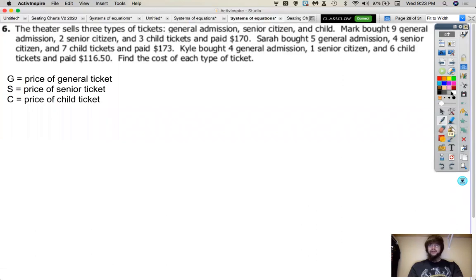So let's write out what we got going on here. I'm going to do it in red. 9 general. 2 senior. 3 children. That's $170. Sarah got 5 general, 4 senior, 7 child. She paid $173.